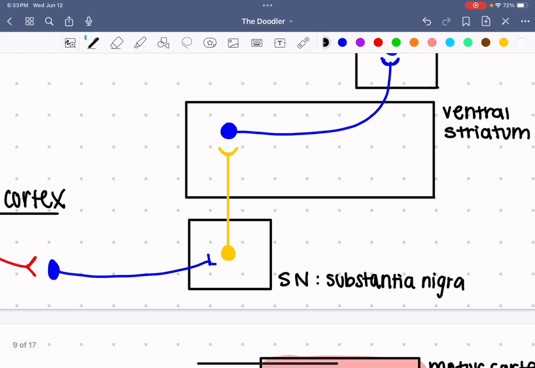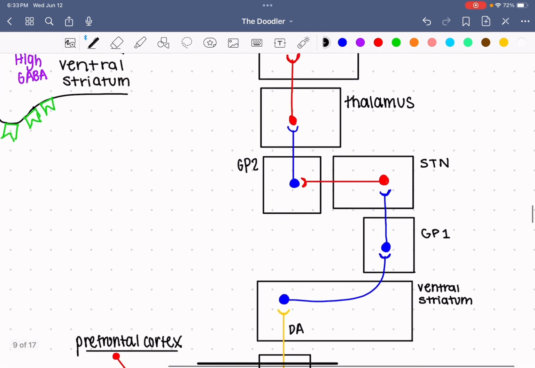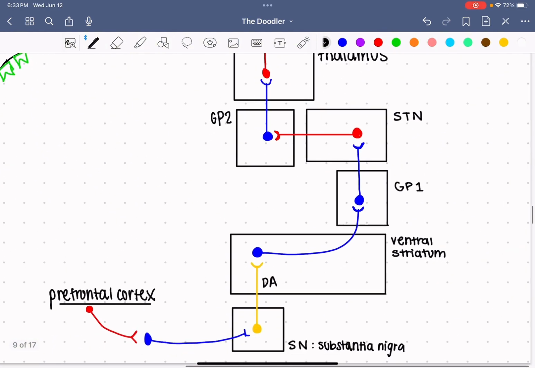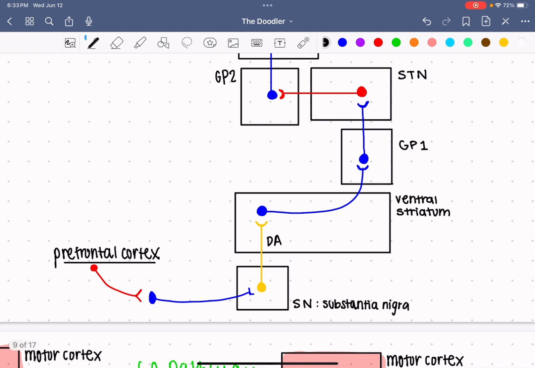Okay. So we have a dopamine in our neuron. This is a dopamine. And then we have a GABA, another GABA, a glutamate, a GABA, another glutamate, and then we have the motor cortex. So let me break it down for you. So first, let's just go baseline.